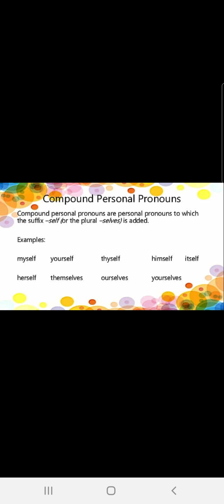A suffix may be self if it is singular, selves if it is plural. Suffix is added to personal pronoun and then a compound personal pronoun is formed. Okay, a new word is formed. So here are the examples of compound personal pronouns: myself, yourself, thyself, himself, itself. These are for singular compound personal pronouns. Now if we talk about plural, themselves, ourselves and yourselves. These show plural compound personal pronouns.